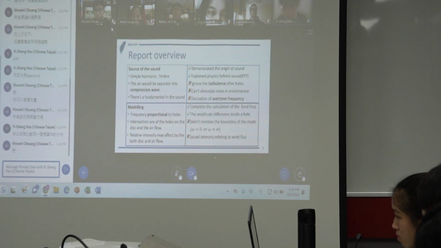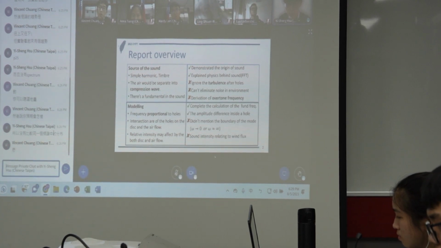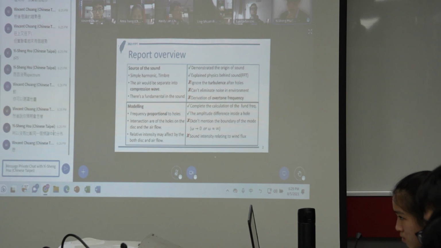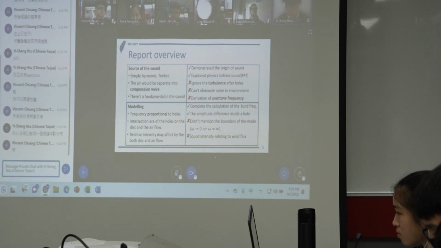And I think the reporter has a good demonstration of the origin of the sound and also explains the physics behind the sound by using the fast Fourier transform, that's the combination of some sinusoidal functions. But I think the reporter has ignored the turbulence at the hole. I think that is very important. In this case, blowing the airflow without rotation will still cause sound, such as blowing a whistle. And the reporter can eliminate noise in the environment without any sound absorbing box and also has the deviation over the frequency.